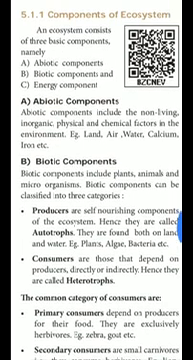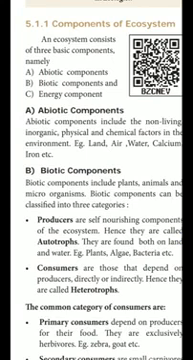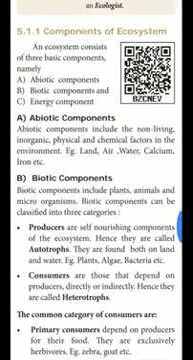Once again, what are the components of the ecosystem? There are three basic components: abiotic components, biotic components and the energy component. Abiotic components mean non-living factors. Abiotic components include the non-living, inorganic, physical and chemical factors in the environment. Examples are land, air, water, calcium, iron, etc.